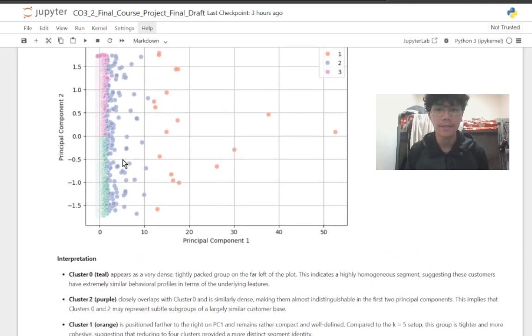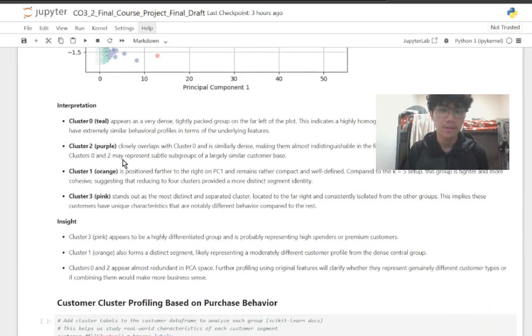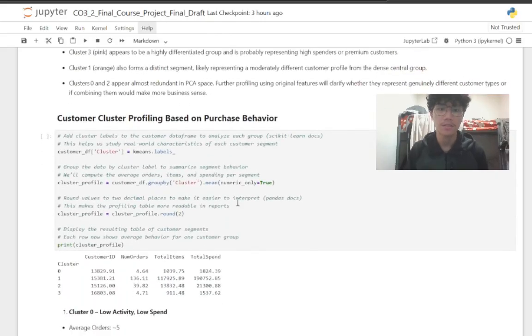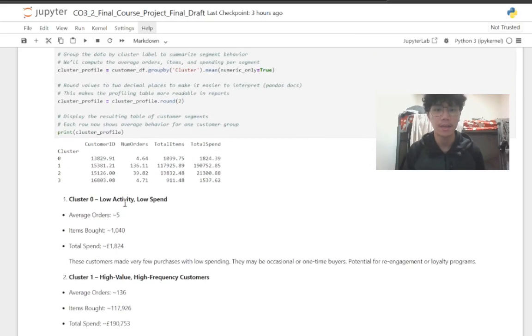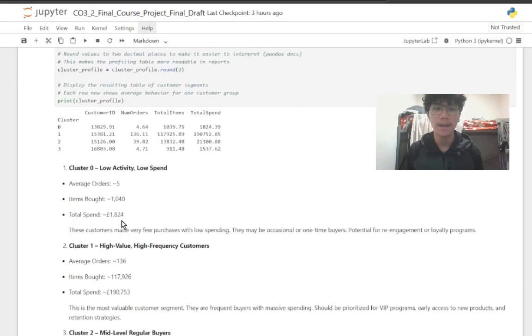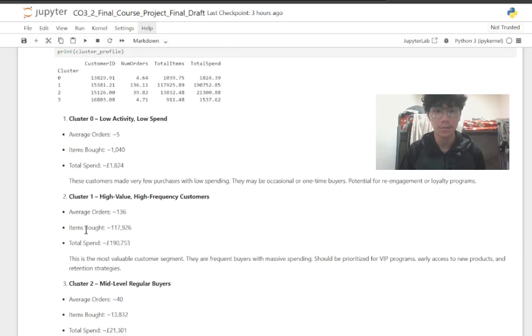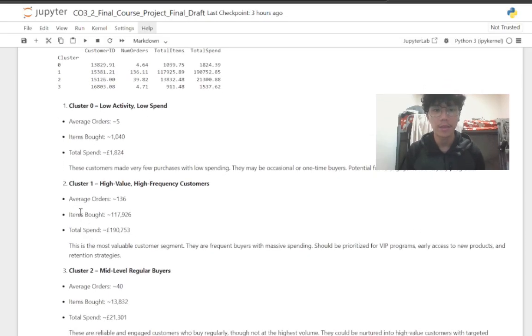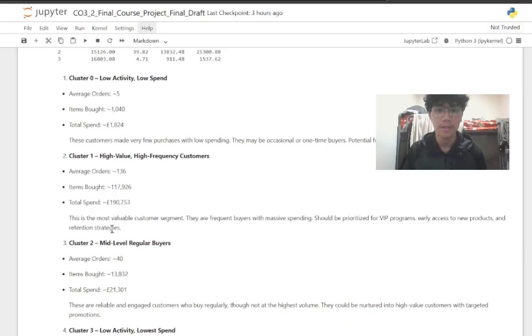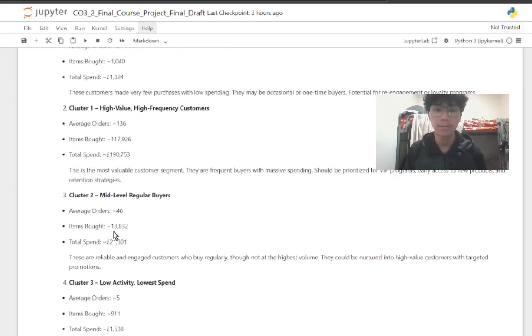We profiled them based on their purchasing behavior. Cluster 1 is our star segment. It's the high value and high frequency customers. We have the highest number of orders and by far the highest total spend. Then we have cluster 2, which represents our mid-level regular buyers. They are reliable, engaged customers with good spending habits.